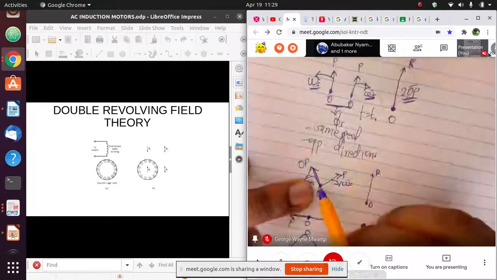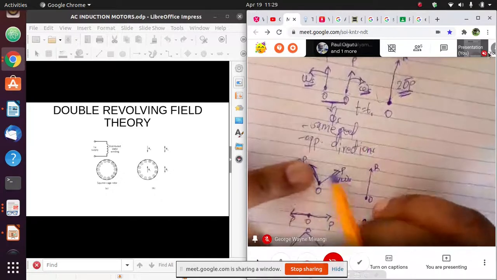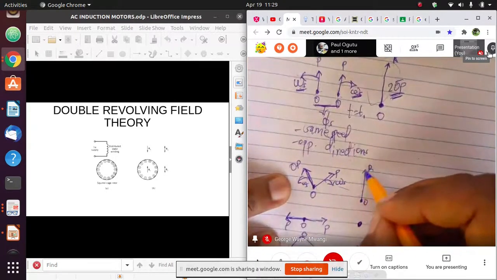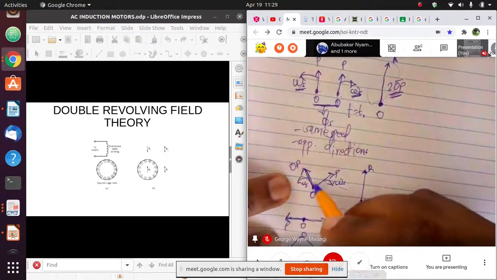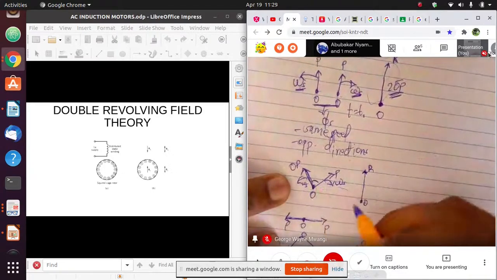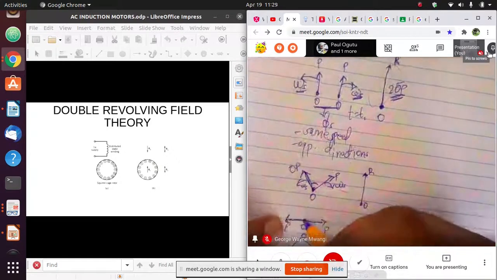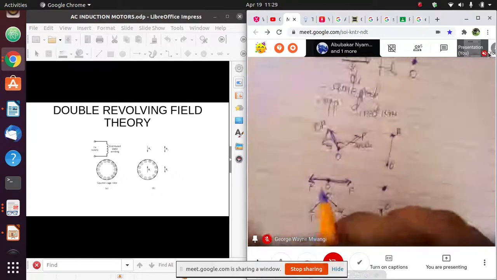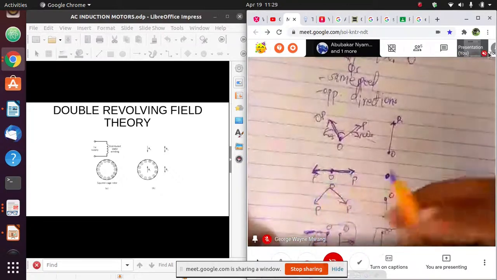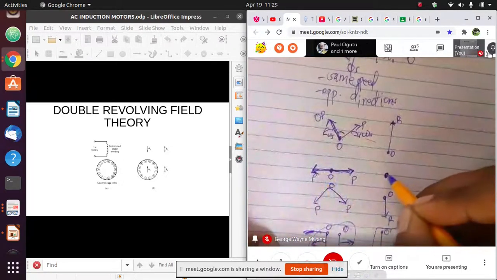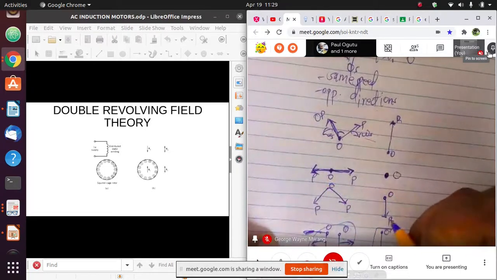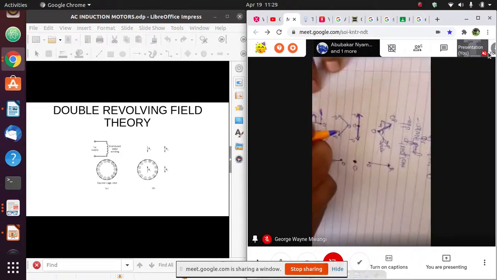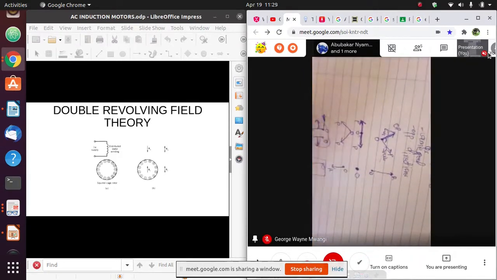Once these vectors start rotating in different directions, this vector sum will be decreasing because this angle is increasing. So this value will keep decreasing until they are facing in this direction. When these vectors are facing in this direction, the vector sum will be 0 because they are equal in magnitude.